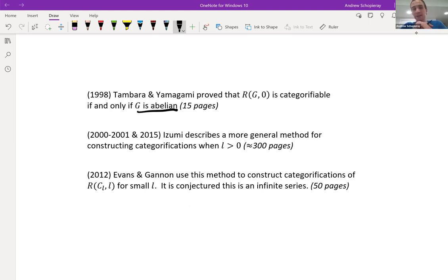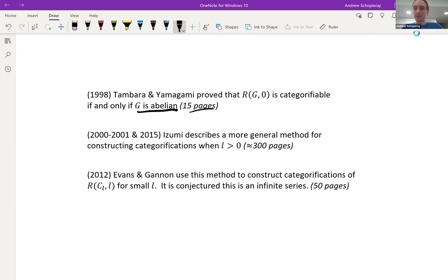So shortly after, and then much later in more detail, oh, and I should say, I noted that this original paper was about 15 pages, because I want to show sort of the jump in complexity that happened after this point. So shortly after, Masaki Izumi described a more general way of constructing categorifications when this coefficient is much larger than 0. And combining these three papers that I'm referencing right now is already over 300 pages of material. Okay? And really, it's just to construct a finite number of examples. So the difficulty, as I mentioned before, is not linear in growth. It just grows at an astronomical rate. Okay?